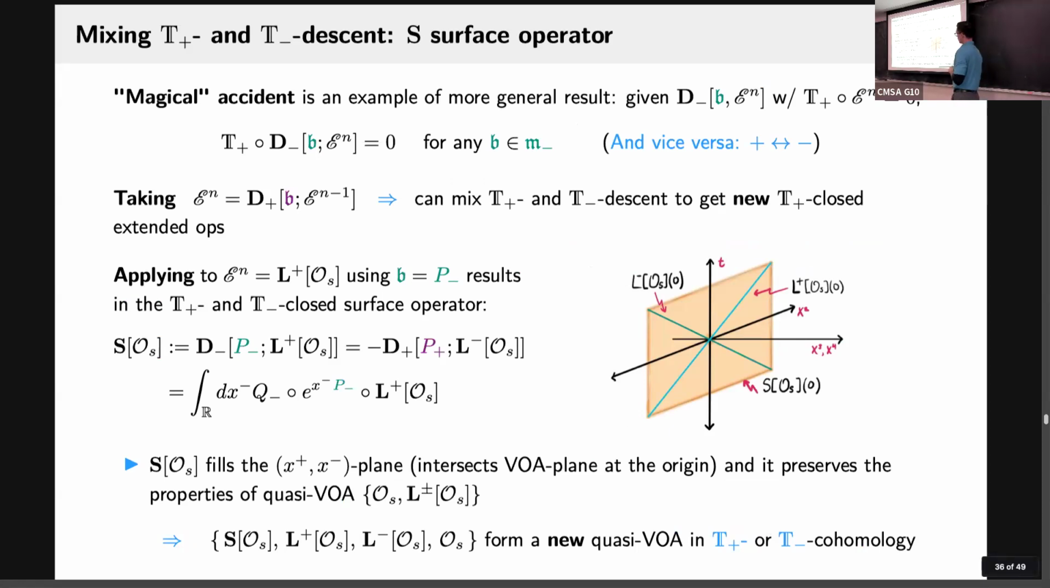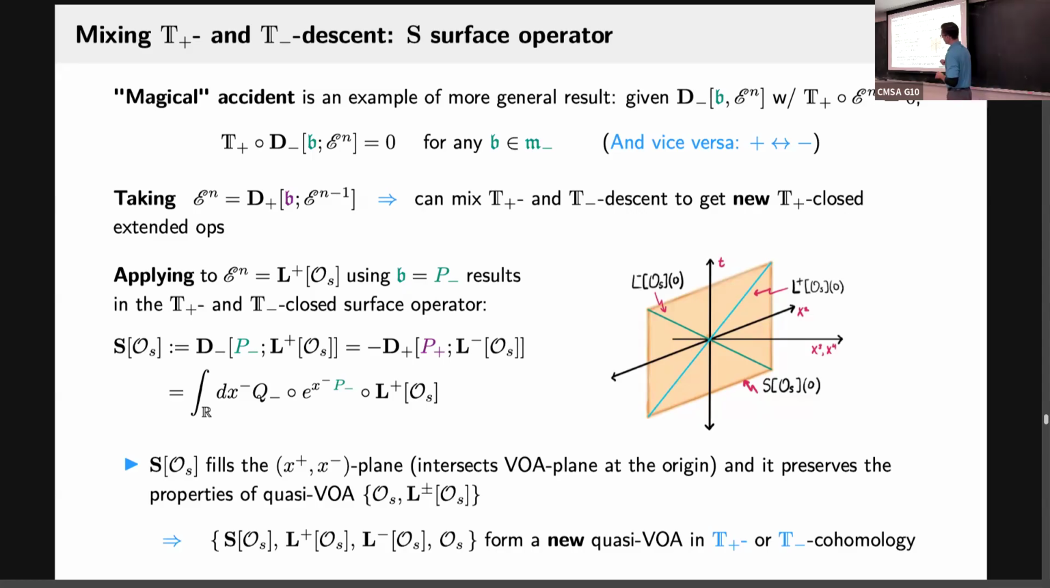So this magical descent is actually an example of a slightly more general result, which is the following. If I take, say, a T minus descent operator, where the thing I'm performing the T minus descent procedure on is also T plus closed, then in this algebraic way, one can easily show that T plus acting on this D minus is just going to be identically 0, regardless of what B is here. It doesn't have to be P minus like it was in the previous case. And you can, again, swap pluses and minuses and you get the same result.